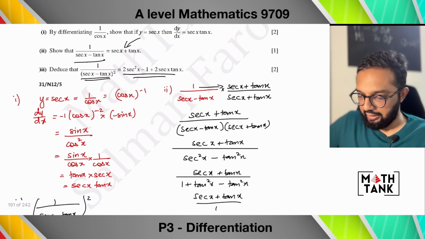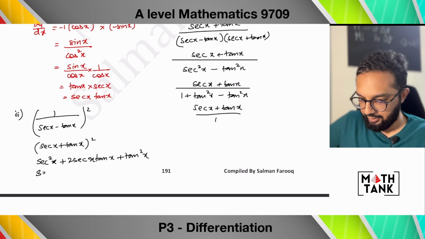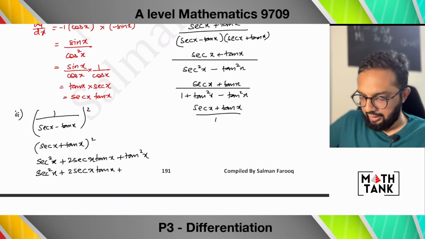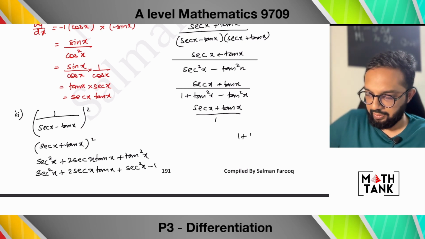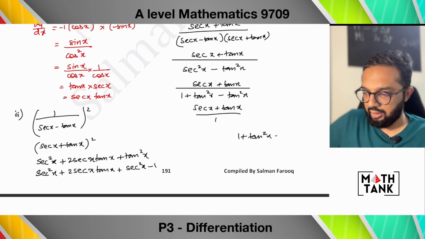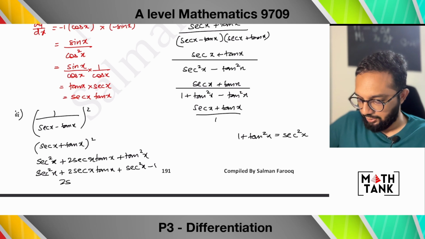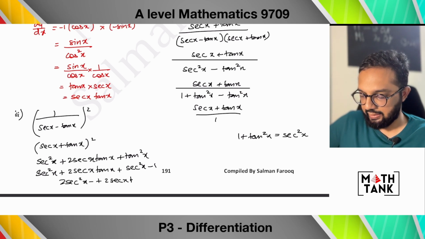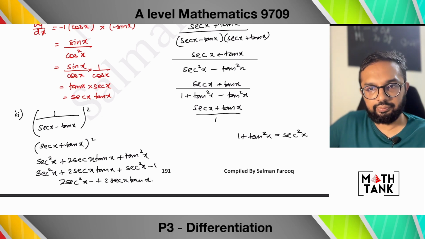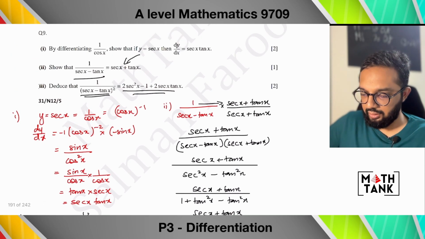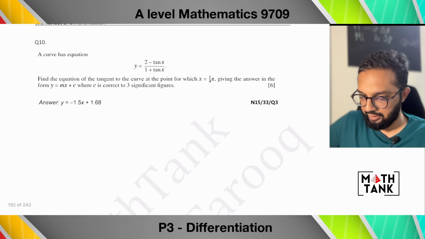and I need to get rid of the tan. So sec square x, and tan square x can be written as sec square x minus 1. I hope everybody remembers this identity that I've used twice in this question. Okay, so I get 2 sec square x minus 1 plus 2 sec x tan x. And that is the answer to this question.